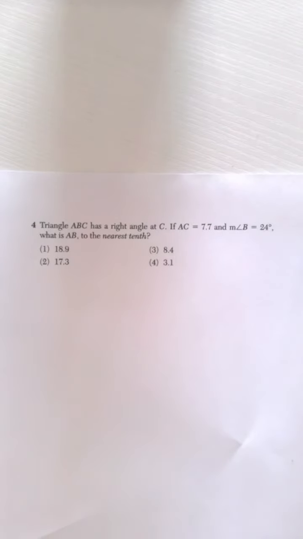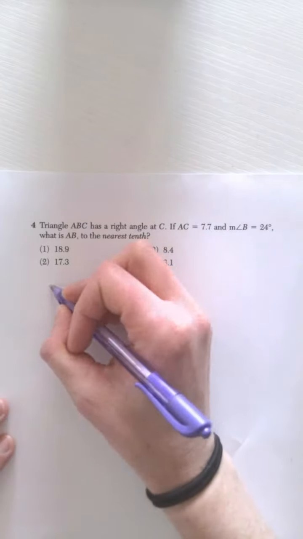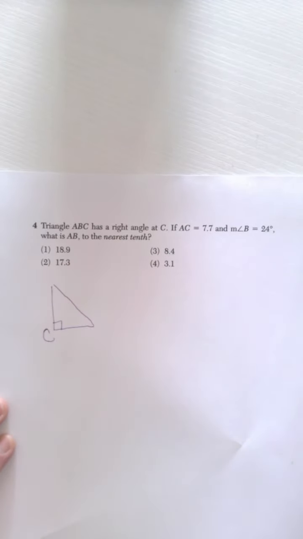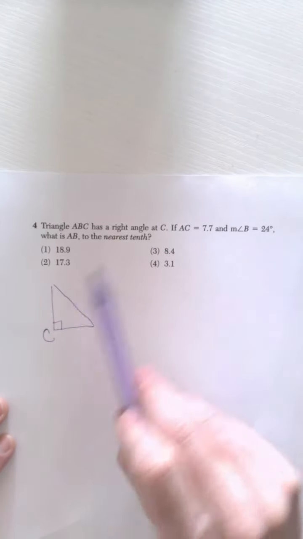This question is from the January 2025 Geometry Regents exam. It says triangle ABC has a right angle at C. So I know it's going to be a right triangle trig problem, so I'm going to start by drawing the triangle. Next, it tells me that there's a right angle at C, so I'm going to put a right angle there and label it C.